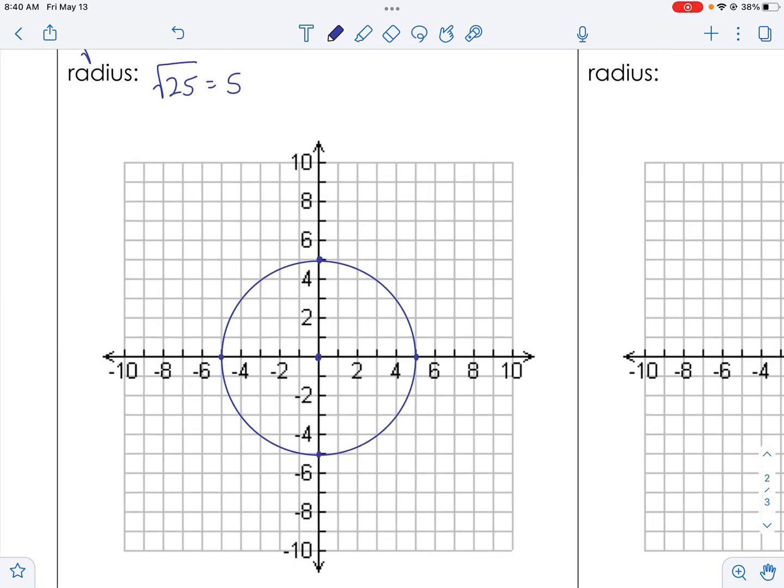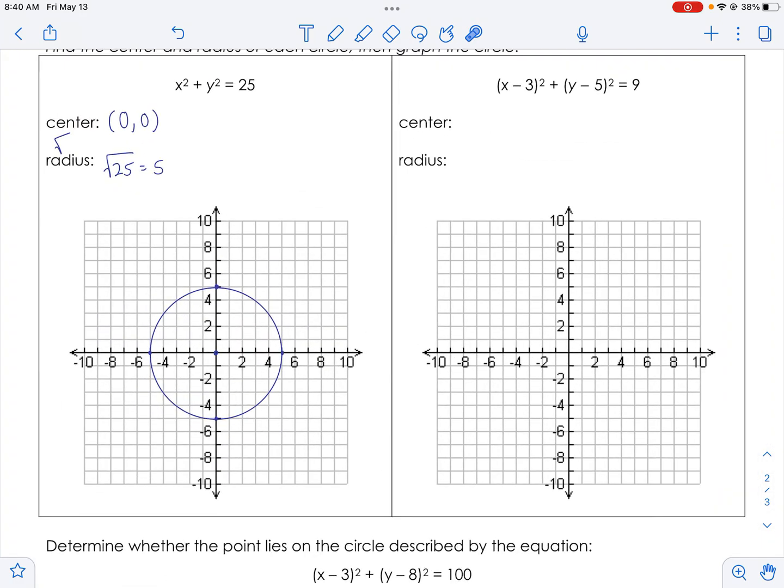There we go. So going back, that point 3, 4 it said was on our graph. Well, if I go right 3, up 4, boom, there's that point right there, which is the same distance all the way around. So I did that one correctly.